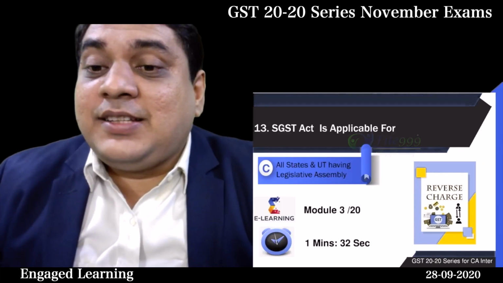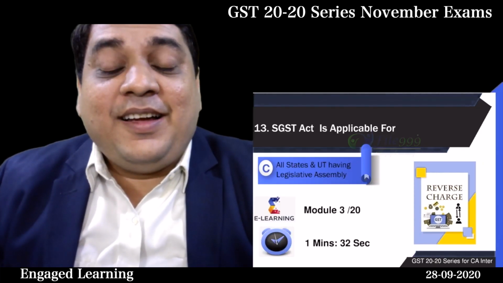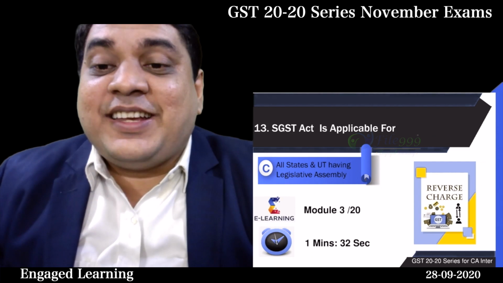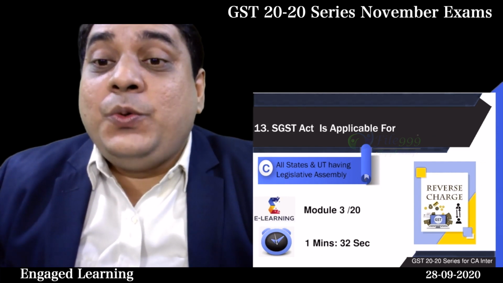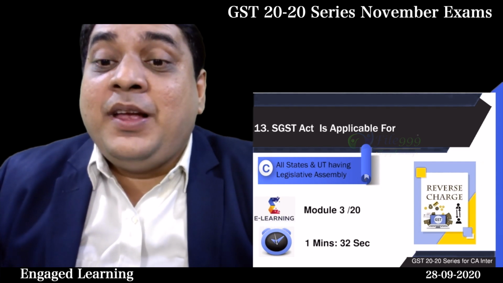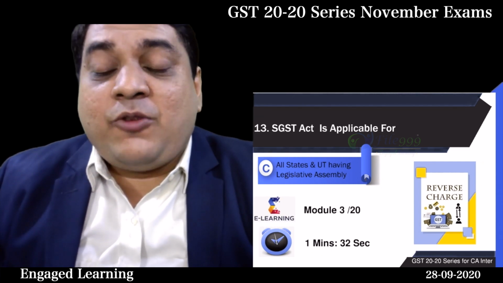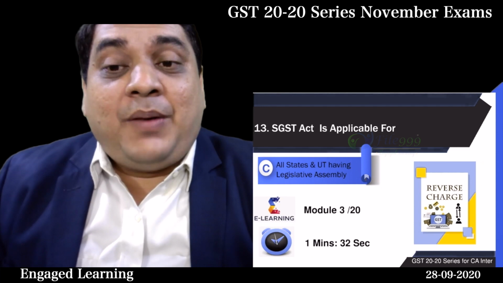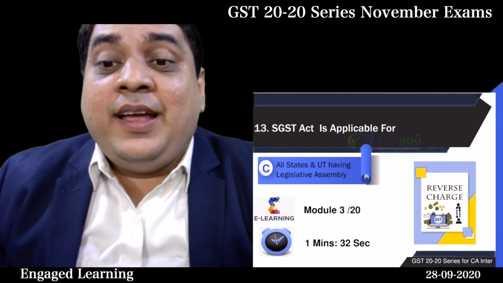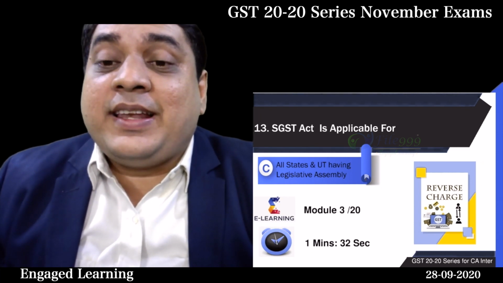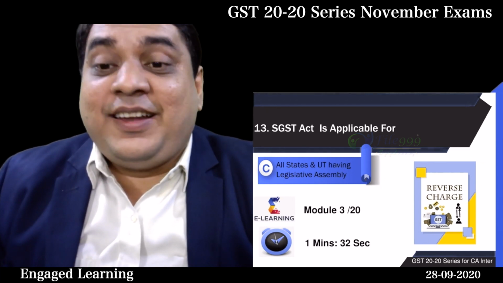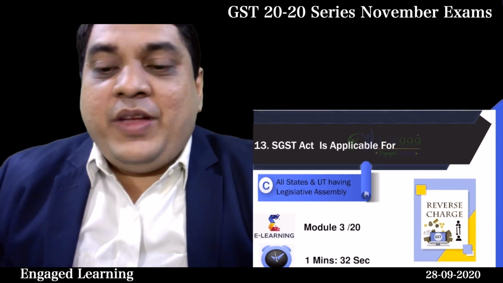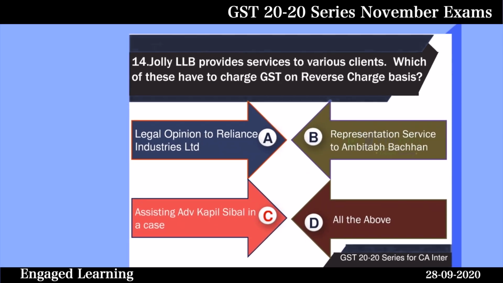ये बहुत आसान सवाल है लेकिन कईयों को ट्रिकी लगेगा। SGST Act is applicable to all states in India as well as those union territories which have their own legislative assembly. For example, पांडिचेरी तो एक यूनियन टेरिटरी है, लेकिन क्योंकि उसका अलग से एक लेजिस्लेटिव असेंबली है, वहां पे SGST एक्ट लगेगा, ना कि UTGST. Moving ahead, the next question on your computer screen.